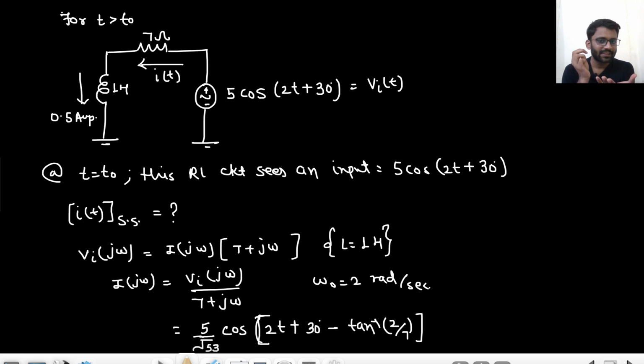This is the steady state response I am writing, nothing else. 5 by omega naught is 2. So what will be the magnitude? 49 plus 4, root 53, cos 2t plus 30 minus angle. Angle will be tan inverse 2 by 7. So this will be my I of t.